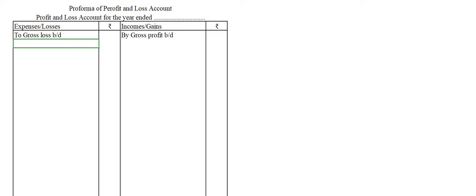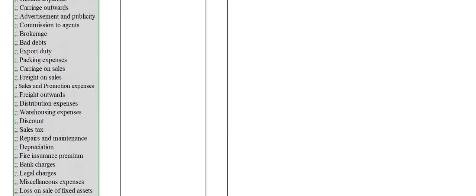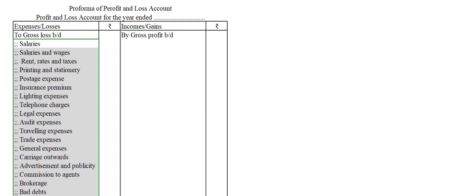And after that we will write all the expenses one by one. All the indirect expenses can be written one by one. So a lot of indirect expenses are there. What are the indirect expenses? All the direct expenses, we have told, will be written in the trading account. Like that, all the indirect expenses can be written in the profit and loss account. For example, salaries. If it is given as salary and wages, that also can be written.